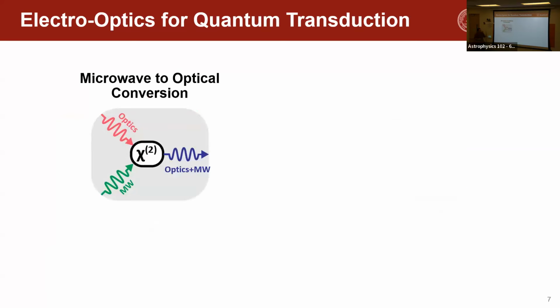And you can see right away how you can then use this three-way mixing problem to go from the microwave to the optical regime. Because if now you use, instead of an arbitrary modulation frequency of your electric field, the microwave signal that you want to transduce into the optical regime, then you can get exactly that.